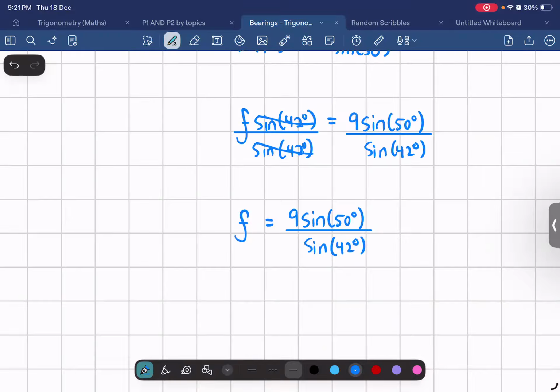So, Faith, you think you have it by now? Let me know if you think you can get the correct answer for this. Faith, let me know if you're there. Yes, I'm here, sir. Oh, you're there, right? See if you can tell me the correct answer for this. 9 sine 50 all over sine 42.